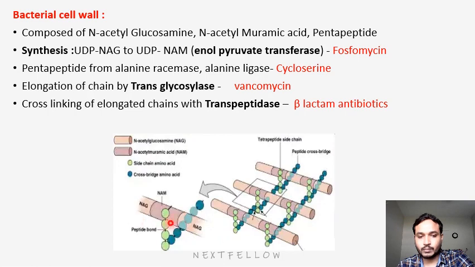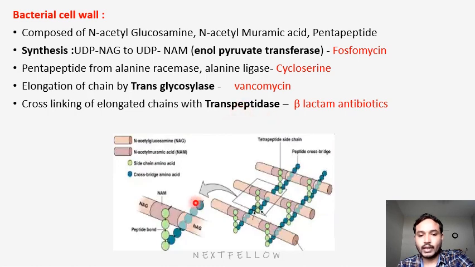The elongation of this chain will happen with the help of the enzyme transglycosylase. That is, the elongation goes NAG, NAM, next NAG, next NAM, next NAG, next NAM. This elongation is carried out by transglycosylase. Now, after the elongation of the chain, we need cross linking. This cross linking will be done by the transpeptidase enzyme.